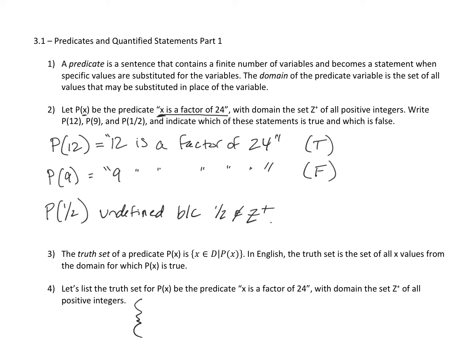Okay, so we've got 1, 2, because 2 times 12 is 24, 3, 4, 5 is not a factor of 24, but 6 is. 7 is not. 8 is. 9, 10, and 11 are not, but 12 is. And then 24. Okay, those are all the factors of 24.